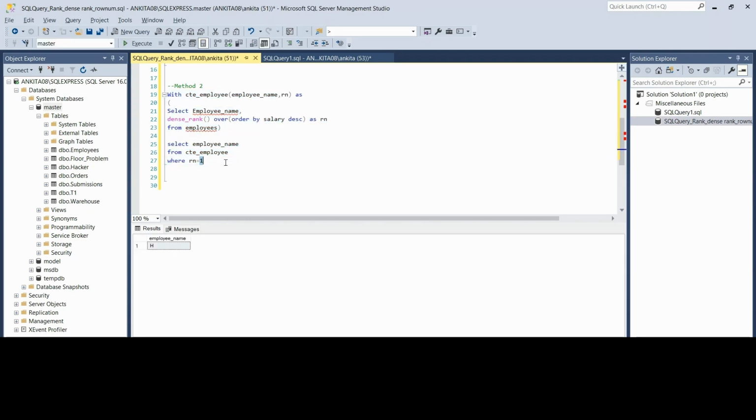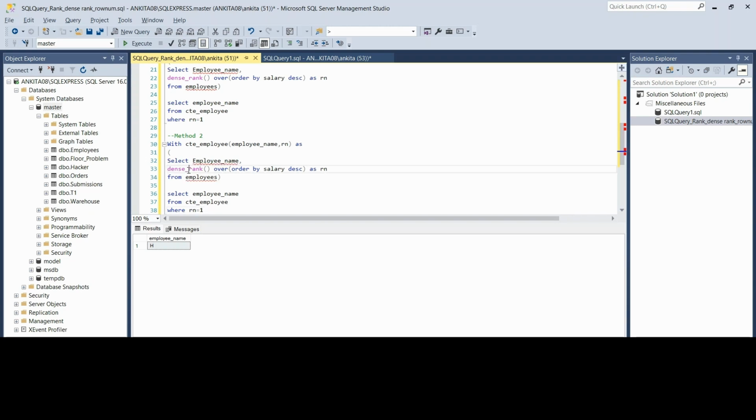We're getting the same thing. Again, since this is row number 1, the highest ranked salary, either row number, dense rank or rank function, all three of them will return essentially the same thing.